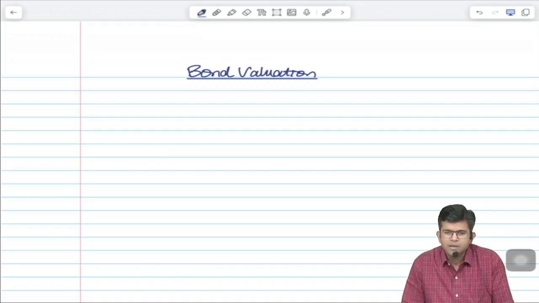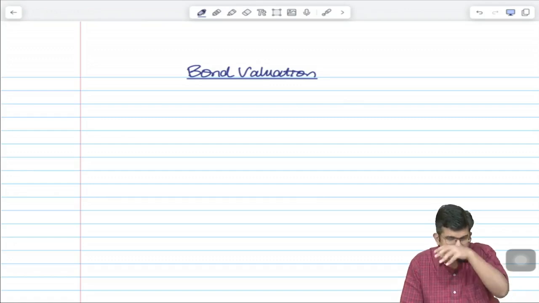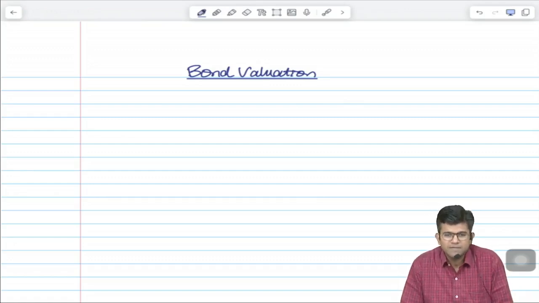Okay, so in the ICAI module there is this chapter called security valuation. Now in security valuation there are two parts, bonds and equity. In that we are first doing bonds. In our JKSC textbook also, the first chapter you will see is security valuation. There are two parts, part A and part B. I am doing part B first. I'm doing bond valuation first, and then we'll go on to equity valuation.